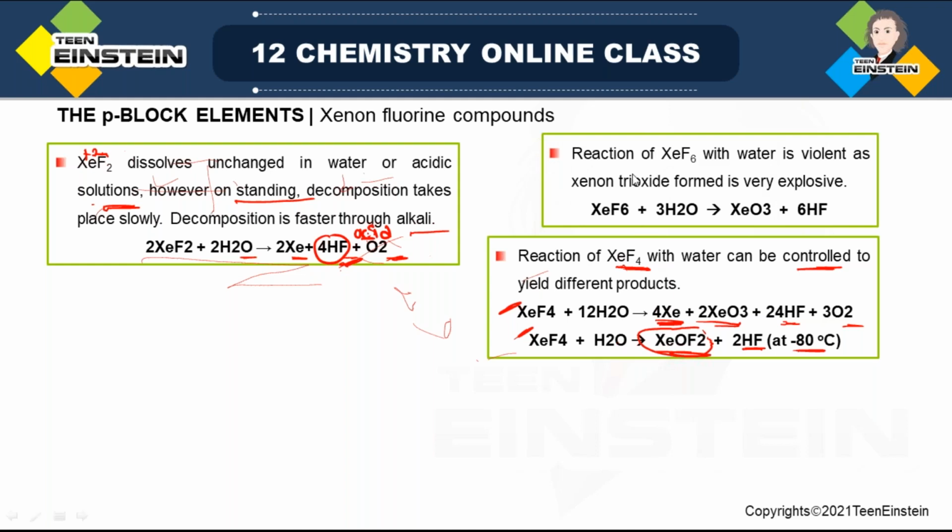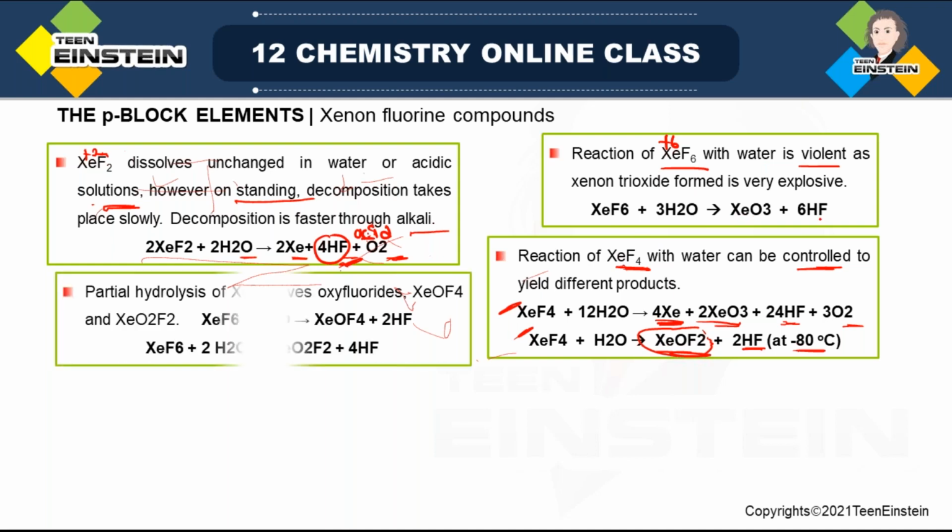After that, XeF6. Now the oxidation state of xenon is +6, that means it is highly electron deficient. That is the reason this fluoride, compared to XeF2 and XeF4, reacts with water very vigorously, and the product is xenon trioxide. But here also you can get partial hydrolysis. This is complete hydrolysis, but partial hydrolysis of the same fluoride XeF6 gives the oxyfluorides XeOF4 and XeO2F2.